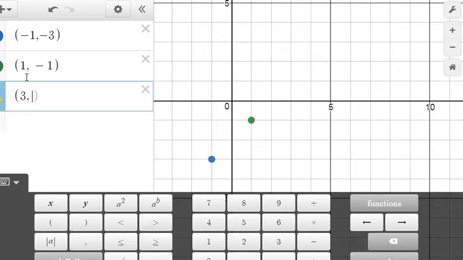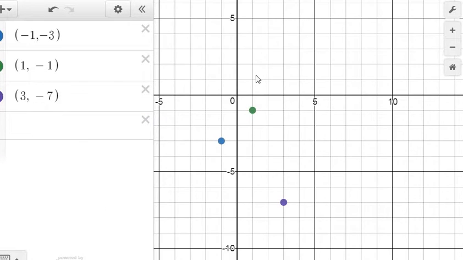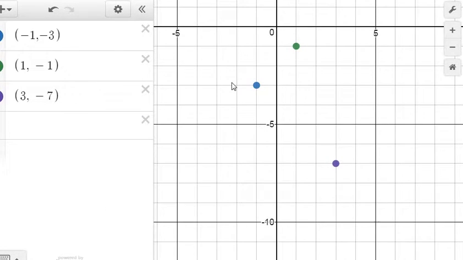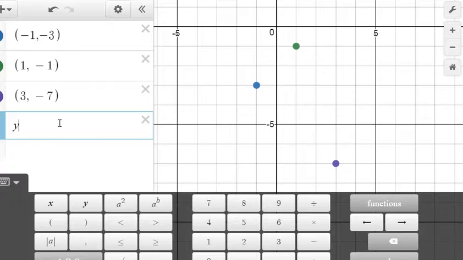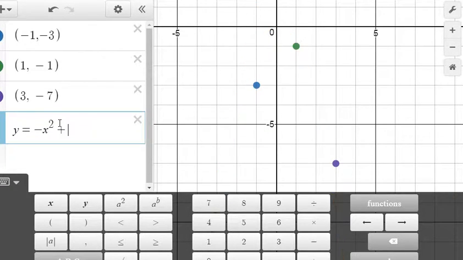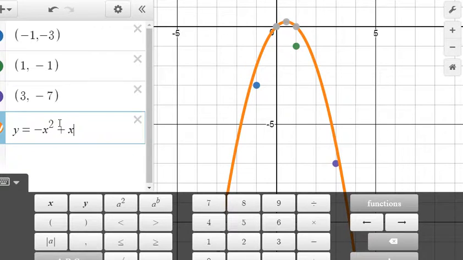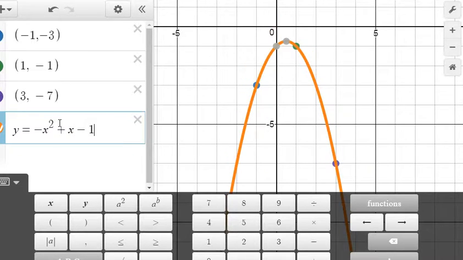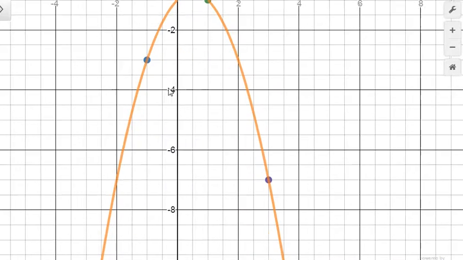Let's see how my parabola does. Y equals -x squared plus x minus 1. Is it going to work? Bingo. Nailed it. So what we've done is come up with the equation of a parabola that passes through those 3 points. And you can do this for any 3 points. So it's kind of cool.